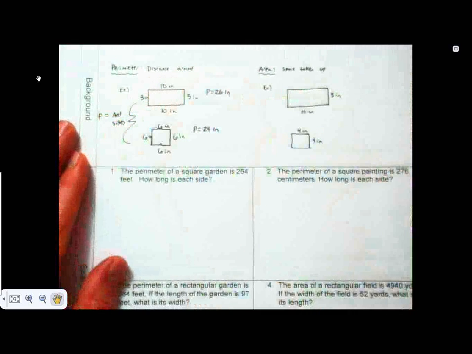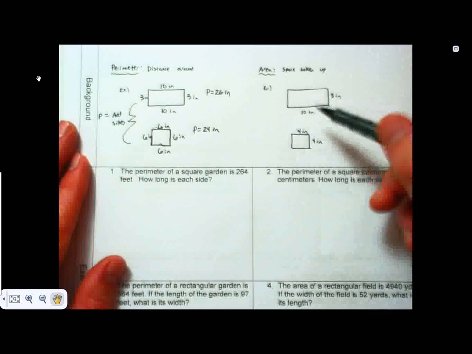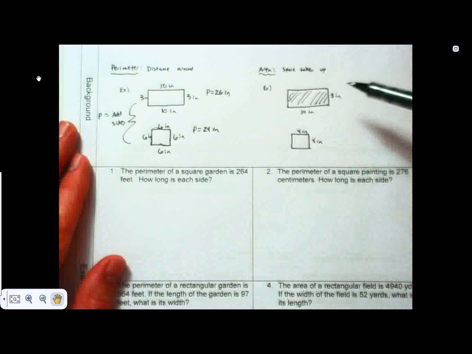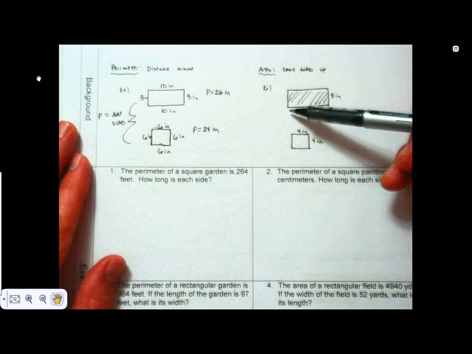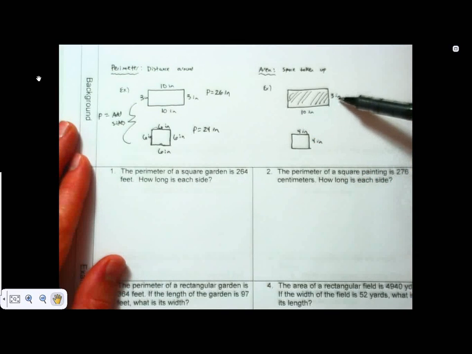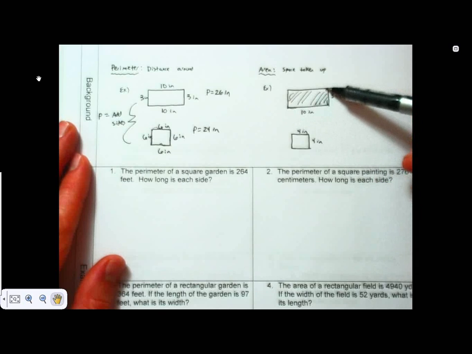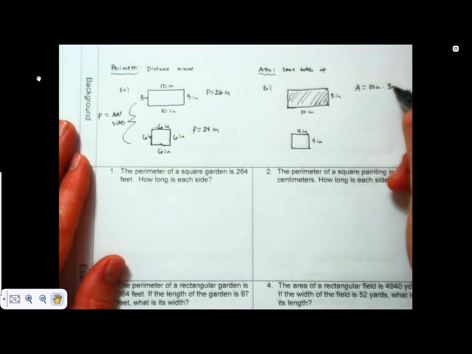The area is measuring something a little bit different. What the area is measuring is how much space is taken up by a figure. So the way to find area, in the case of a rectangle or square, is to multiply the length and the width together. So if I wanted to find the area of this rectangle, I would multiply its length by its width. So the area here would be 10 inches times 3 inches.